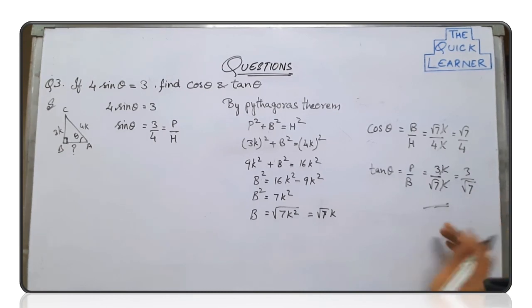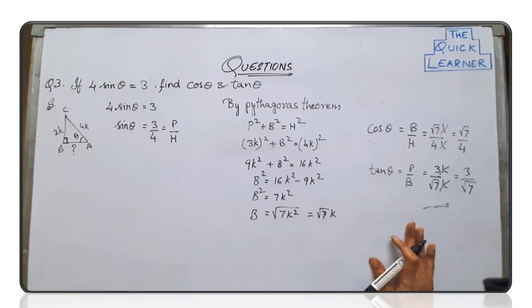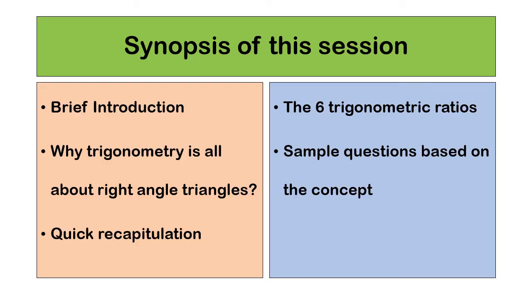I hope you will not get confused in your questions, right? Clear? Now we'll move on to the next concept. So coming to the synopsis of this session, we have done a brief introduction of trigonometry, why trigonometry is all about right angle triangles, a quick recapitulation, the 6 trigonometric ratios as the first concept of this lesson and a few sample questions based on this concept.